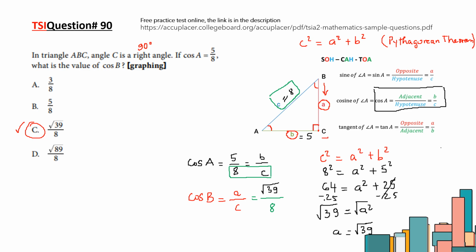In this step, maybe you may ask, why is it not written as square root of 39 equals a? It's the same thing, right? It's the same thing.